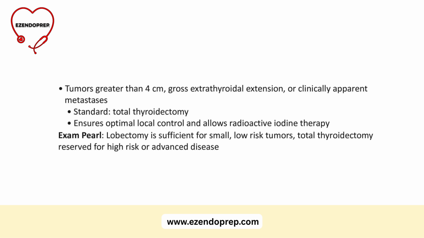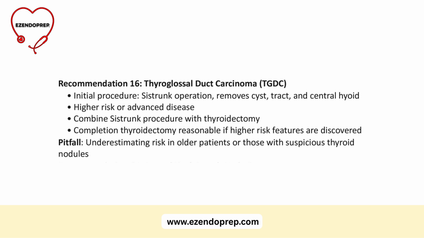If pathology reveals higher risk disease for tumors larger than 4 centimeters or any tumor with gross extrathyroidal extension or clinically apparent metastasis, the standard is total thyroidectomy. Completion thyroidectomy comes into play when higher risk features are discovered after lobectomy. The rationale is to enable radioactive iodine therapy, improve surveillance, or achieve better local control. This principle applies not just to differentiated thyroid cancer, but across histologies.